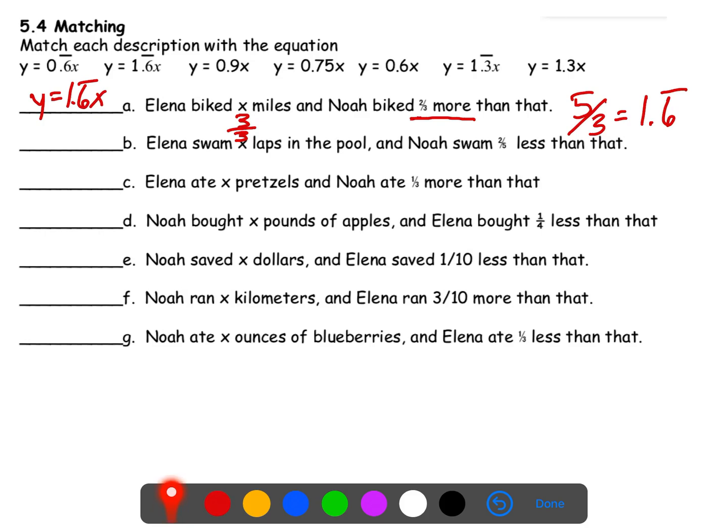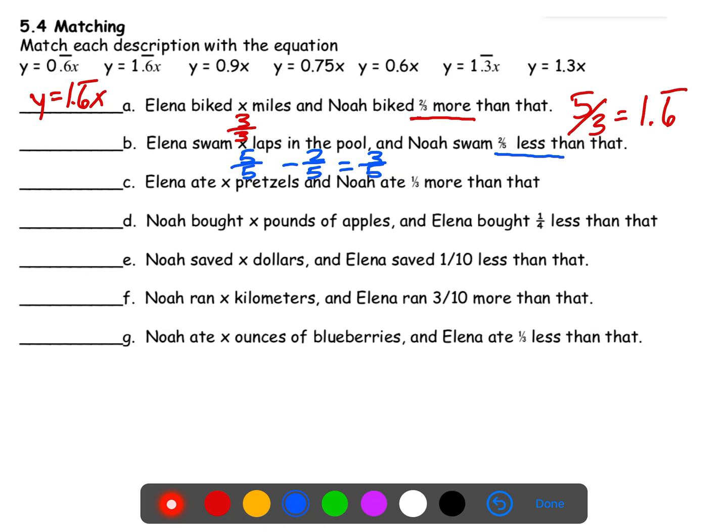Let's look at Elena again. Elena swam x laps in the pool, and Noah swam 2/5 less than that. So x is our whole amount. This is our 1. And since we're using fifths as our fraction, then what we need to use for Elena is an equivalent amount to 1 using fifths, 5/5. Noah swam 2/5 less than that, meaning we're going to subtract 2/5, which is only going to leave us 3/5 for what Noah did.